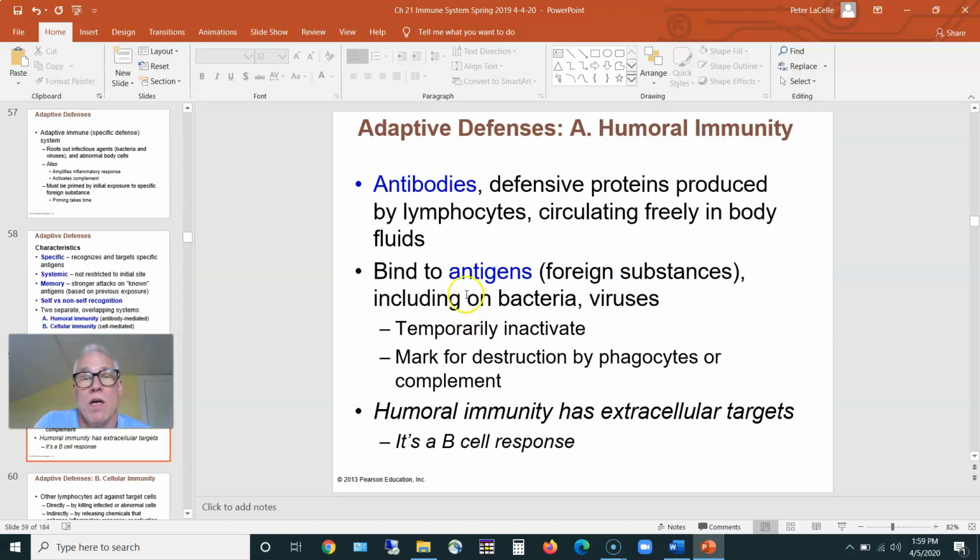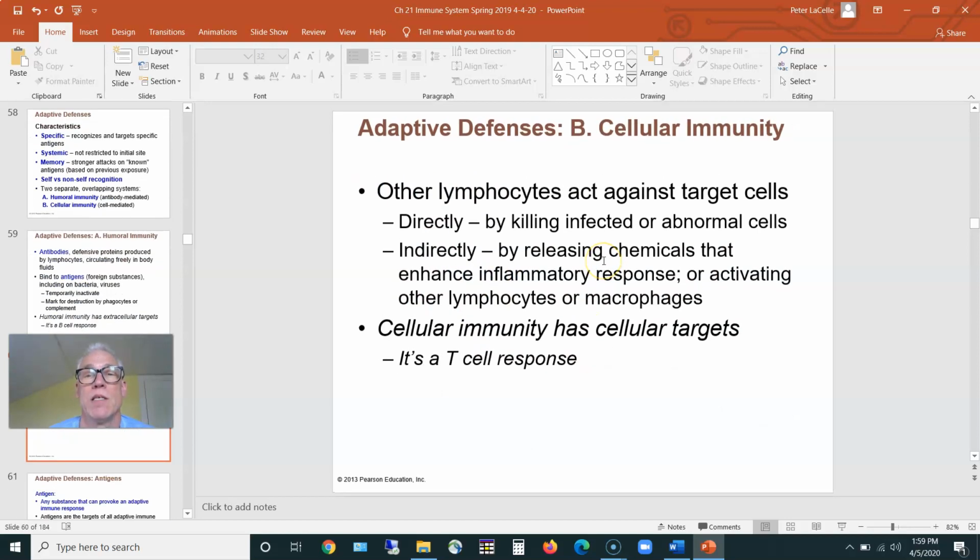So humoral immunity, therefore, has extracellular targets. Antibodies will be in the fluids of your body, and they can bind right to those antigens, and good things will happen. And B lymphocytes, B cells, are the ones, as we'll see later, that produce antibodies.